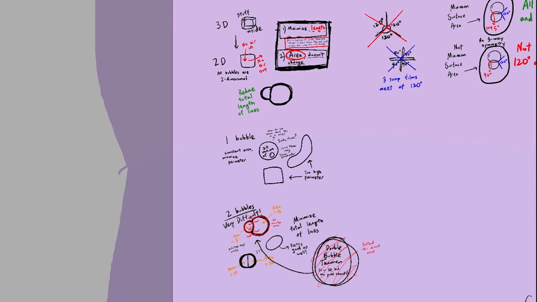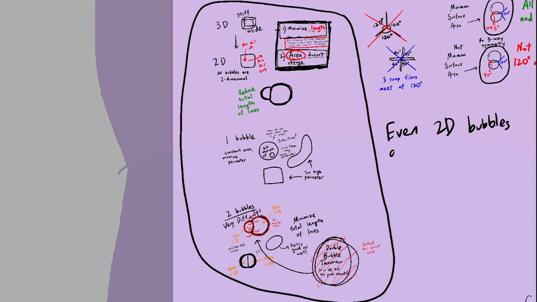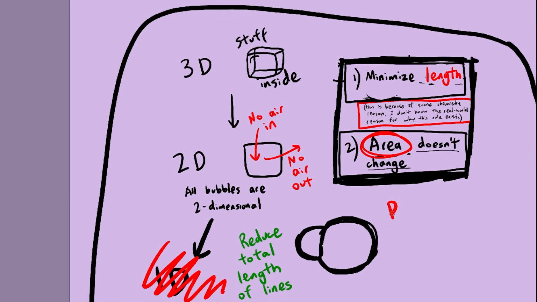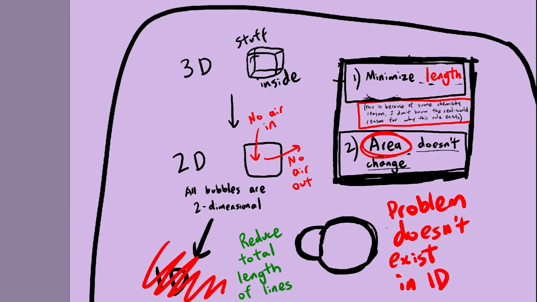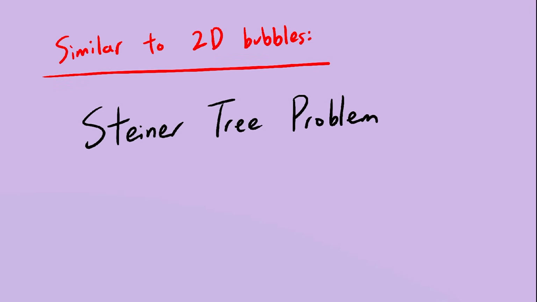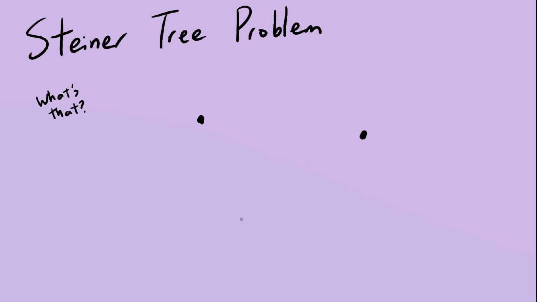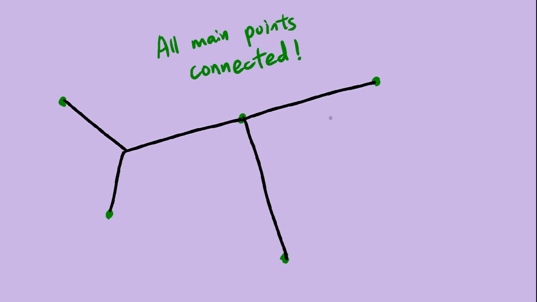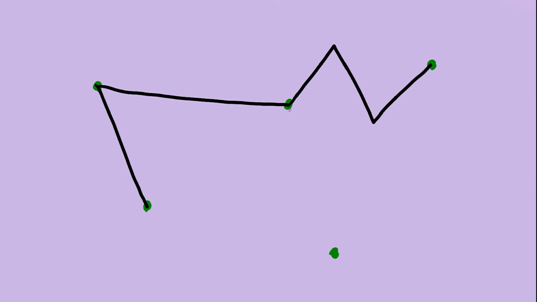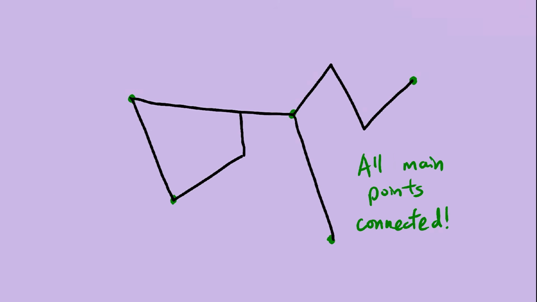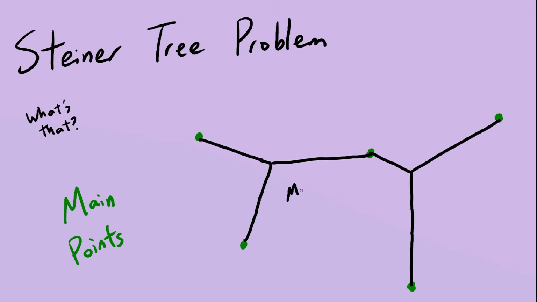Anyway, it looks like even the 2D version of this problem is too difficult to prove. But there's not really any way to simplify it further. You can't go one-dimensional because there's no 1D analog of length. So how about this? A few of you might have heard of a similar problem, the Steiner tree problem. Basically, you have a bunch of points, which we'll call main points, and you're trying to connect them all up. Now of course, there are a lot of possible networks that connect all the main points, but the Steiner tree problem is all about trying to find a network with the shortest total length.